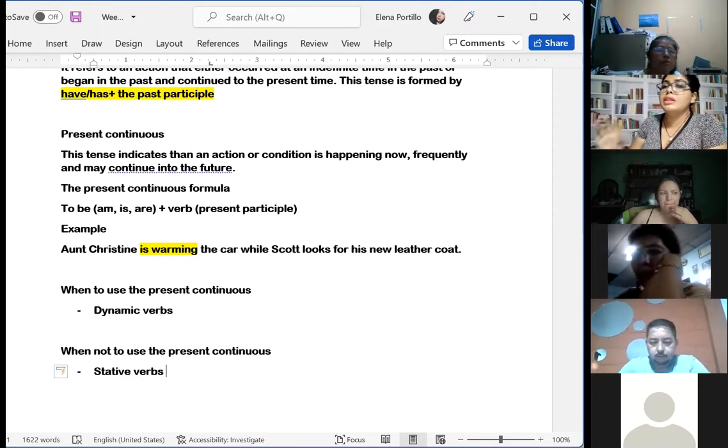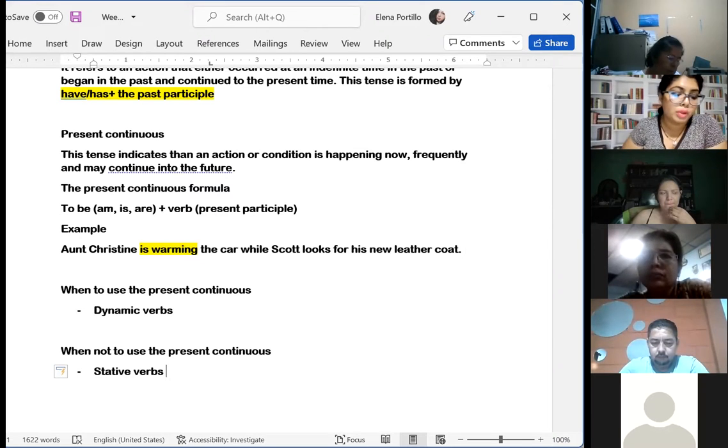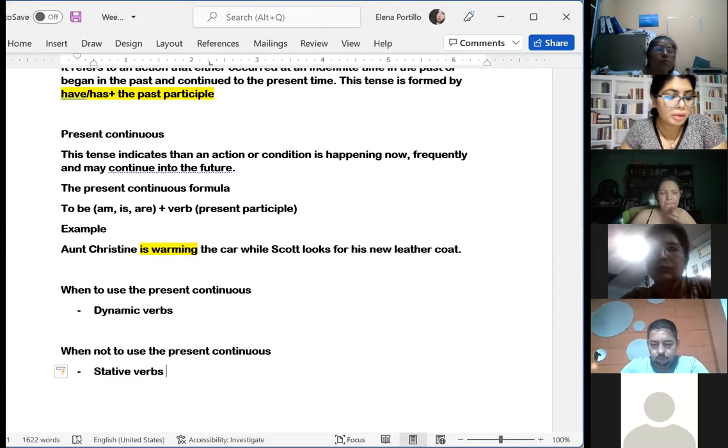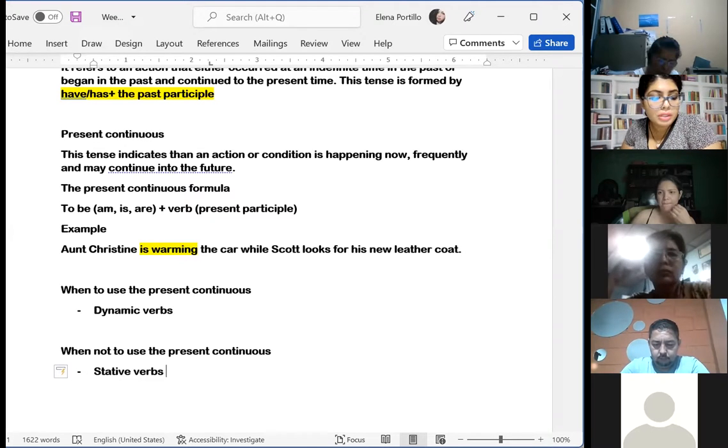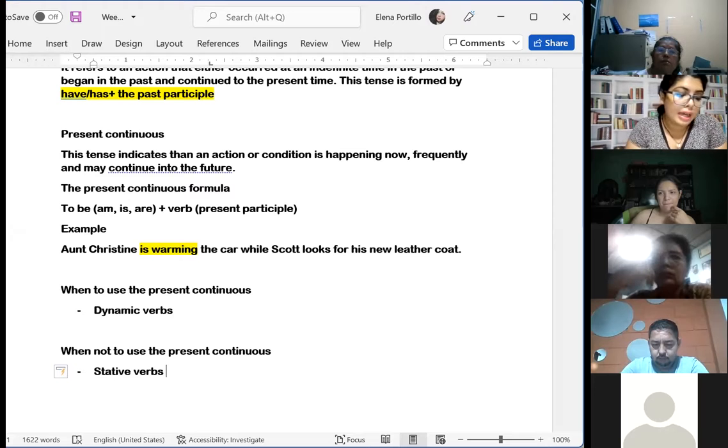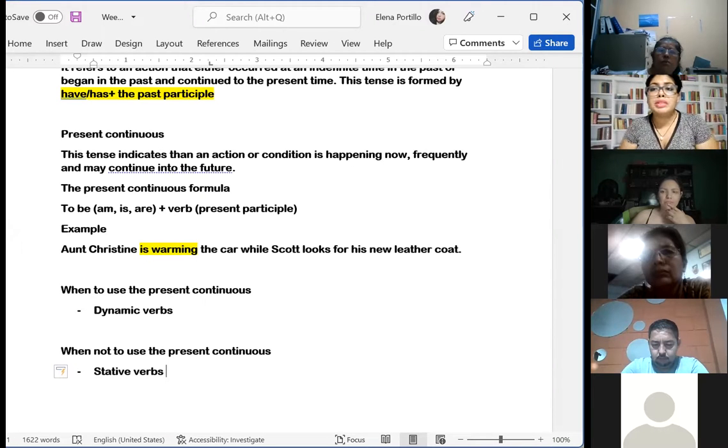But we have an exception to the rule. Some verbs can be both dynamic and stative. Think about the verbs to be and to think. In its dynamic form, the verb to be can show action. In its stative form, the verb to be is talking about being, or something like emotion or possession. But in this case, it's also dynamic because it represents an action.